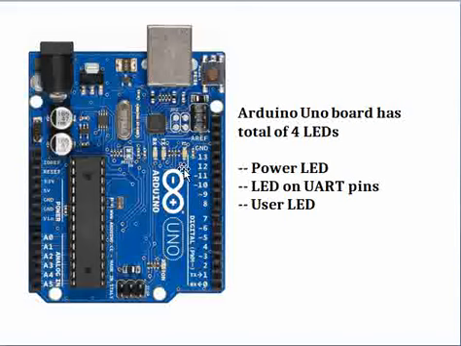For example, you can control it using PWM. You can control it using a simple GPIO on-off toggling. So total 4 LEDs are there, out of which you can play around with the user LED. The others are fixed for specific functions like the serial UART or the power LED.